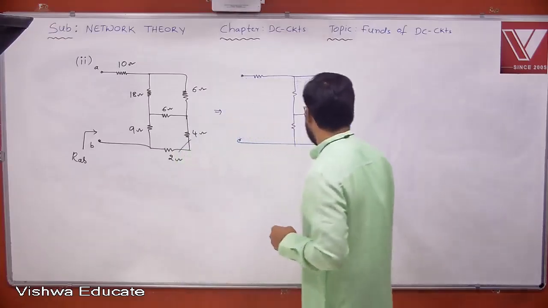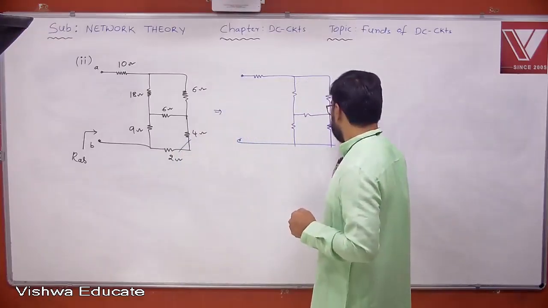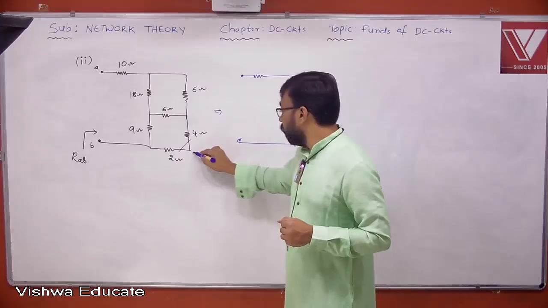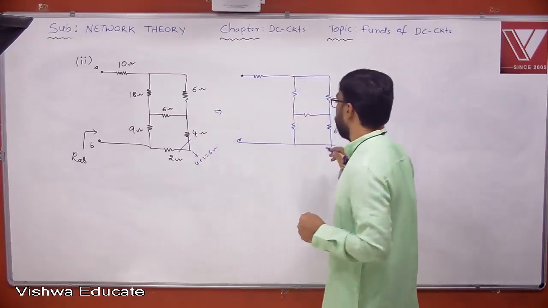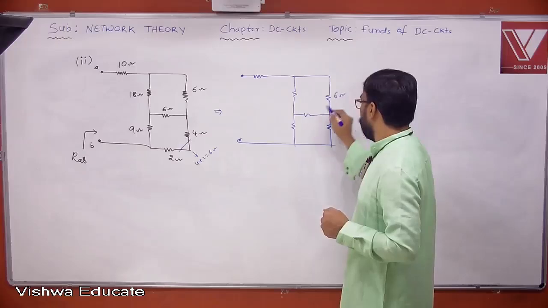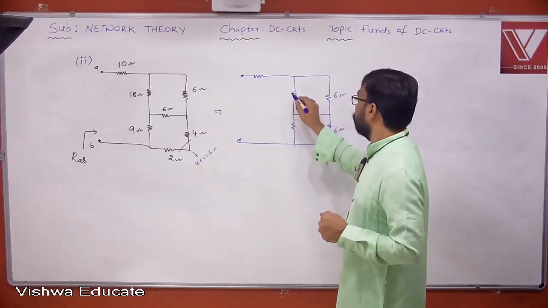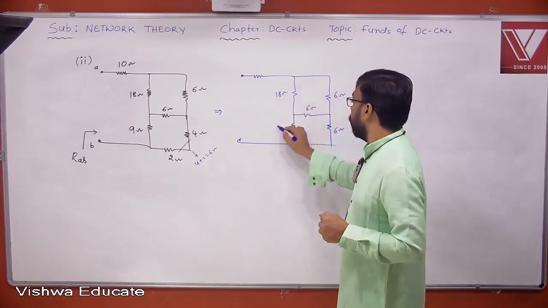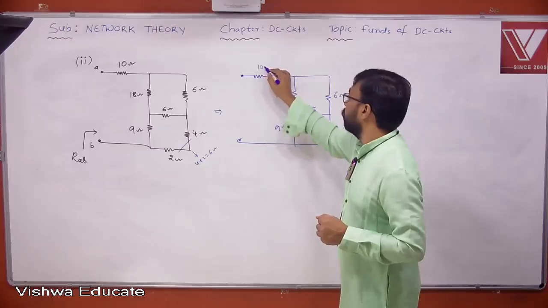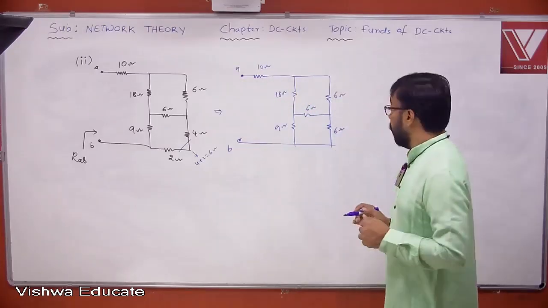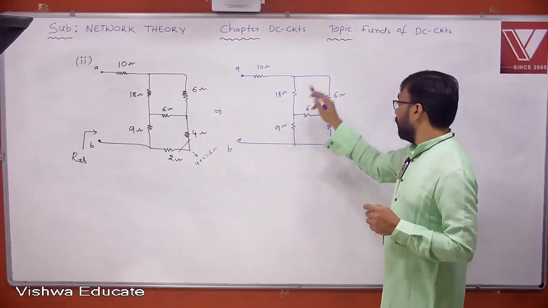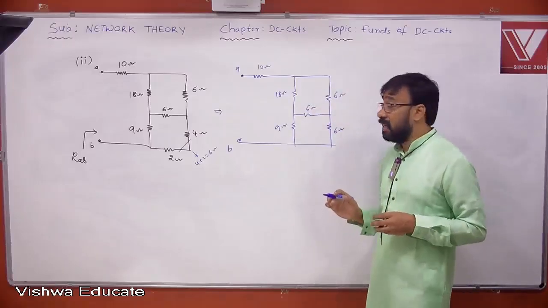Now what is this actually here? 6 ohm, because this is 4 plus 2, 6 ohm, right? So the 6 ohm I'm placing here. And this is already 6 ohm. This is also 6 ohm. This is 18 ohm and 9 ohm and this is 10 ohm. AB. Clear? Now you see, all these elements are neither series nor parallel and they're also forming a bridge.